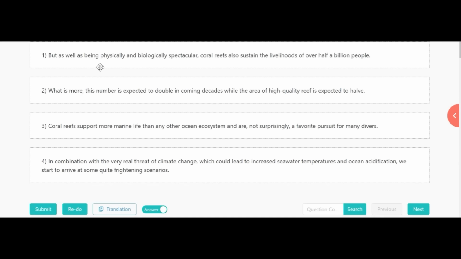Now this says, "But as well as being physically and biologically spectacular, coral reefs also sustain the livelihoods of over 500 million people." 2 says, "What is small? This number is expected to double." What number are they talking about?